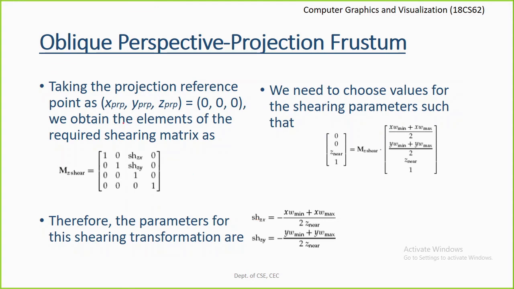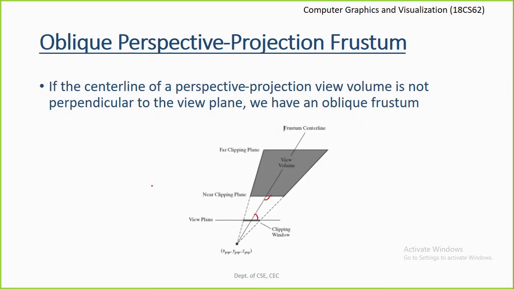Now, taking the projection reference point as the origin, that is xprp, yprp, zprp equals 0, 0, 0, we obtain the elements of the required shearing matrix. M z shear is given as 1 0 sh zx 0, 0 1 sh zy 0, 0 0 1 0 and 0 0 0 1. We need to apply the shearing to convert an oblique perspective projection frustum to a symmetric perspective projection frustum before we can apply the transformation to the coordinates. We need to first apply the shearing transformation.